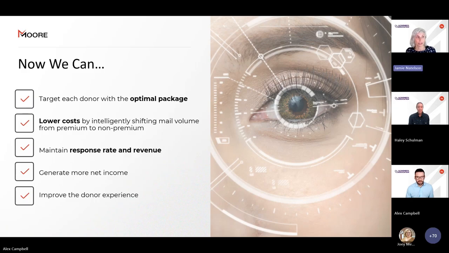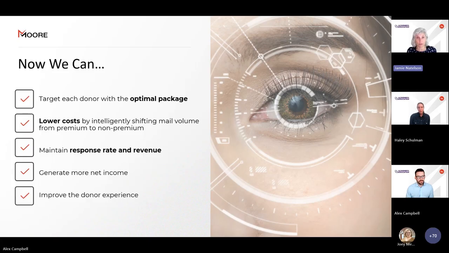Now we can target each donor with the optimal package, lower costs intelligently, shifting mail volume to where people want to receive packages. We have enough data out there to determine whether the person wants to receive a premium or non-premium, or maybe there's a mixed bottle depending on the package. Maintain response rate and revenue, create more net revenue.